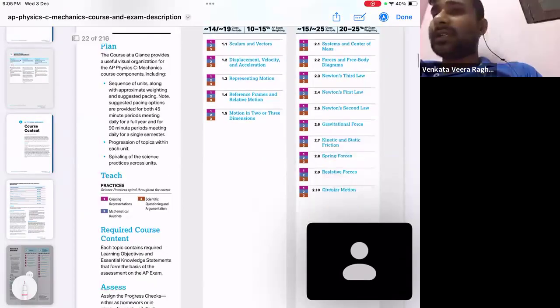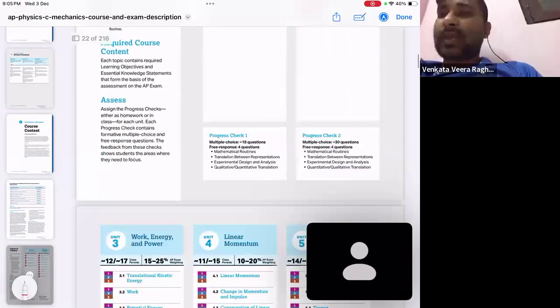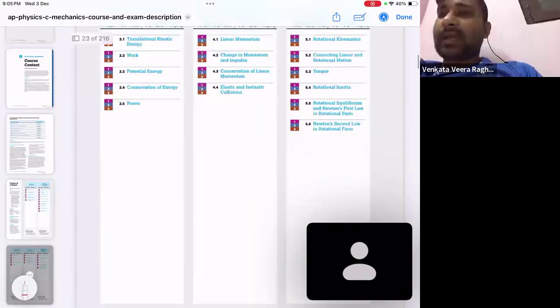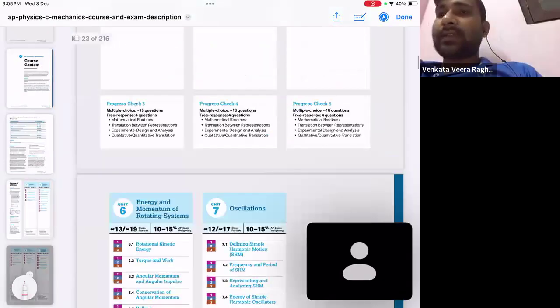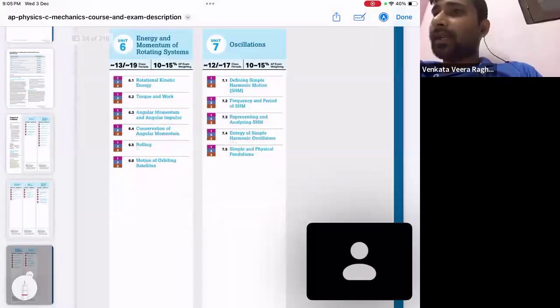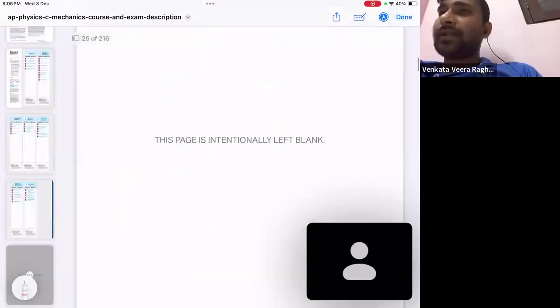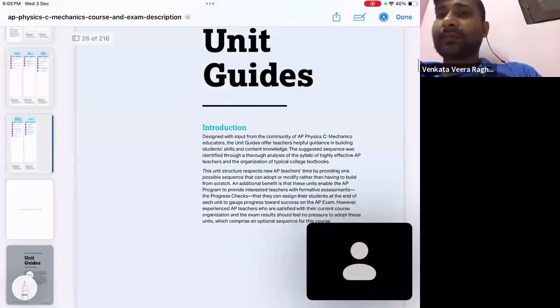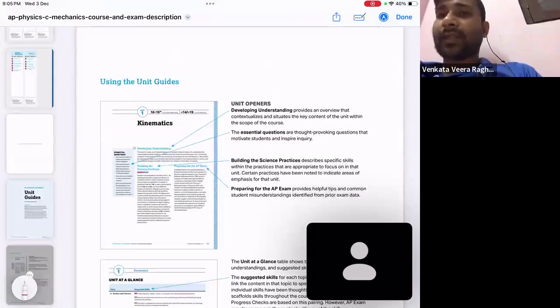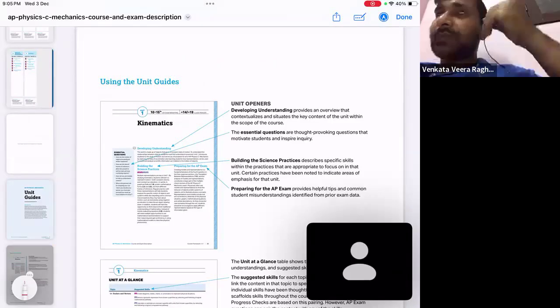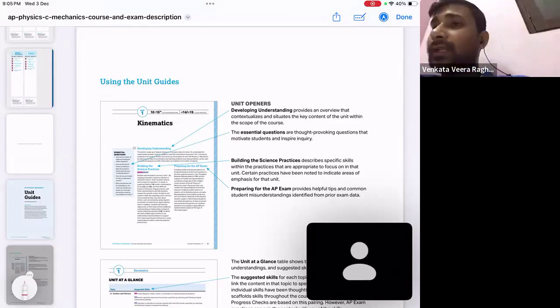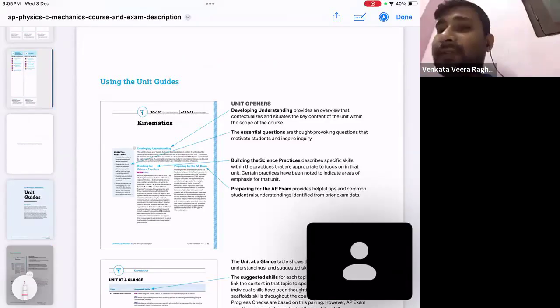The second unit is about force, and likewise we have all seven units in this mechanics part. One by one, we are going to learn about these topics in detail. After each class, we have to practice questions also. For the practice part, I will provide some materials, where you have to complete those questions based on the topics we have discussed.